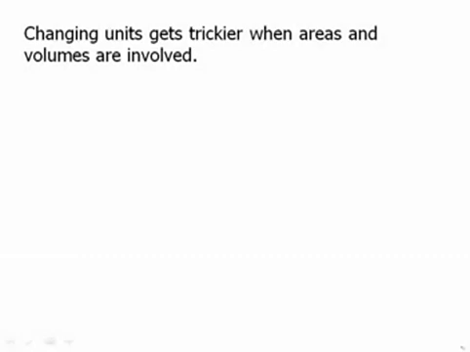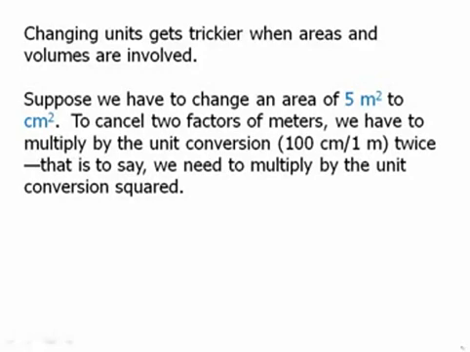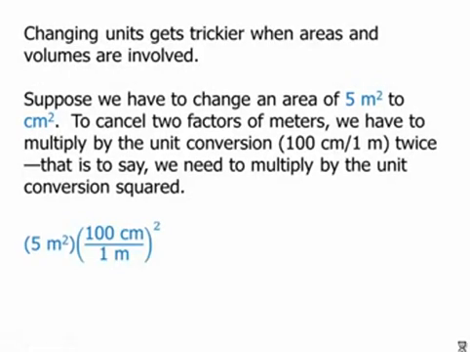Changing units gets trickier when areas and volumes are involved. Suppose we have to change an area of 5 square meters to centimeters. To cancel the factors of meters, we have to multiply by the unit conversion 100 centimeters over 1 meter. We have to multiply by that twice. That is to say, we need to multiply by the unit conversion squared. So we'd multiply 5 square meters by 100 centimeters over 1 meter, that conversion factor squared. And of course, 100 squared is 10,000, and 5 times 10,000 is 50,000. So 5 square meters is 50,000 square centimeters.